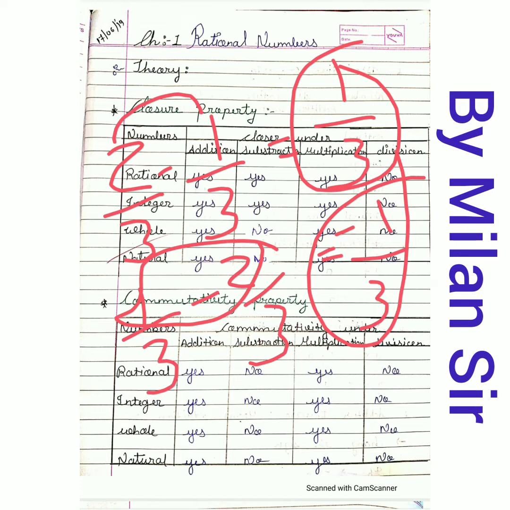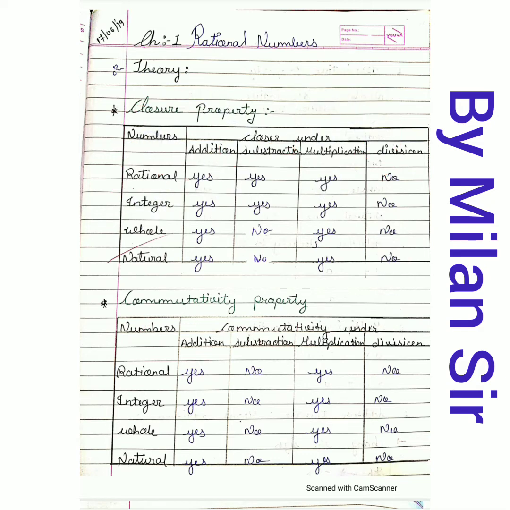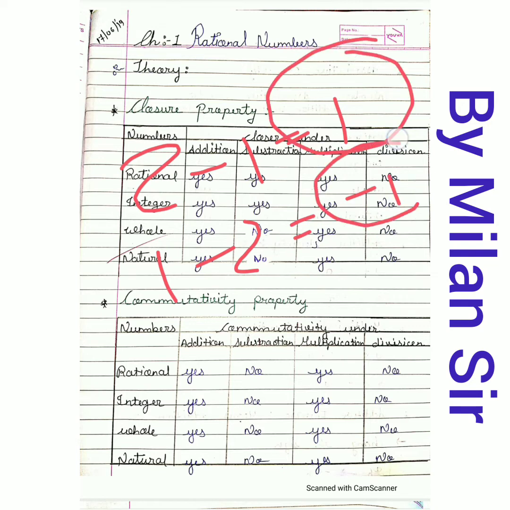So this is the reason that the subtraction process is not commutative. The same thing applies for integer numbers, whole numbers and natural numbers, because 2 minus 1 is 1, but 1 minus 2 is minus 1. These two are not the same, so subtraction is not commutative.